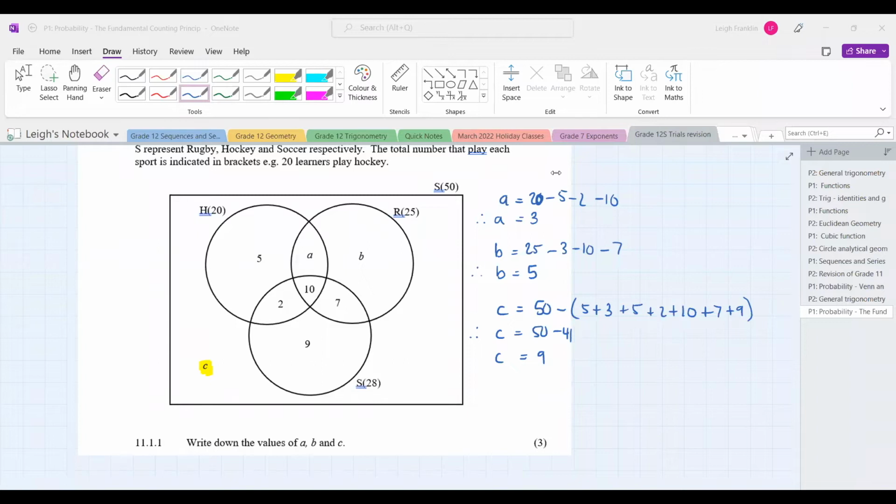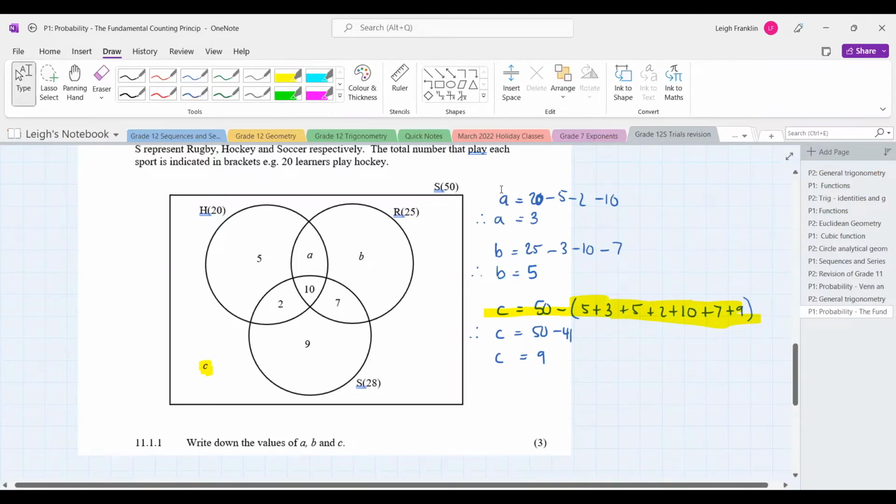Yeah, okay. So this is what you were supposed to do over here, Mr. Bavuma. All right, so in the bracket, this is the union of your sets. So the union of hockey, rugby, and soccer, and you would subtract that from 50, and that would give you the people that play none of those sports. All right. Okay, cool. All right. Well, that seems to be fine.